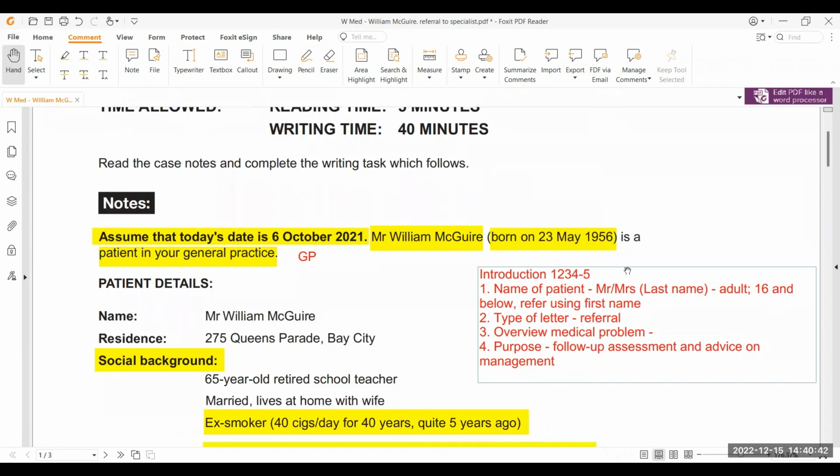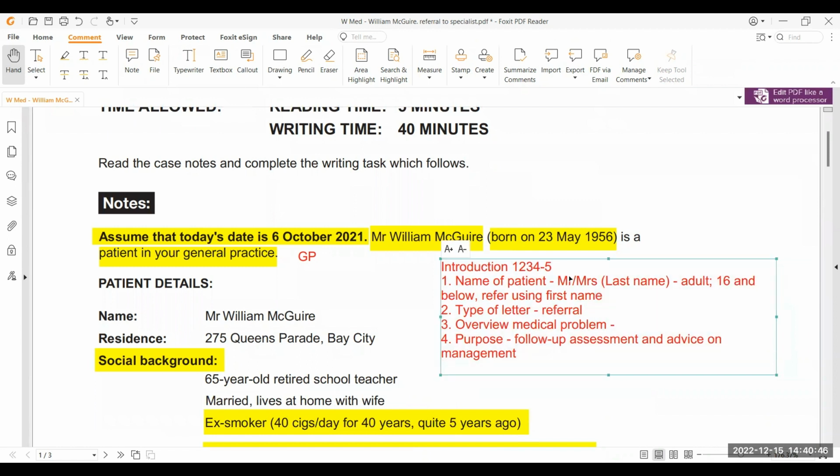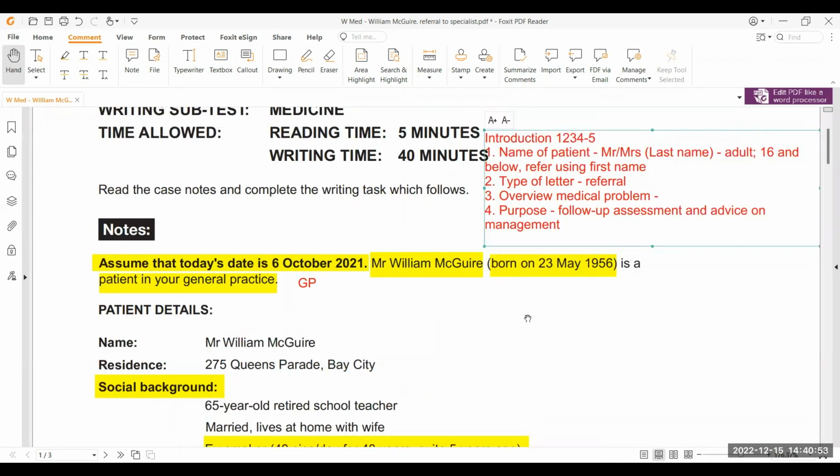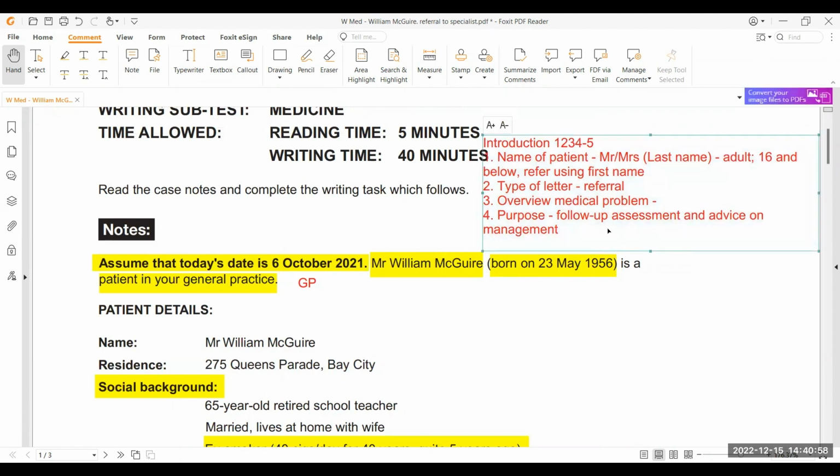Okay, so now let's go ahead and write our introduction. Let me just move that there. Right. So there is more than one way of writing a referral. Could you give me a phrase, Dr. Tatiana, using a phrase to show that this is a referral letter? I'm writing to refer. Okay, so it could be as simple as I am writing to refer.